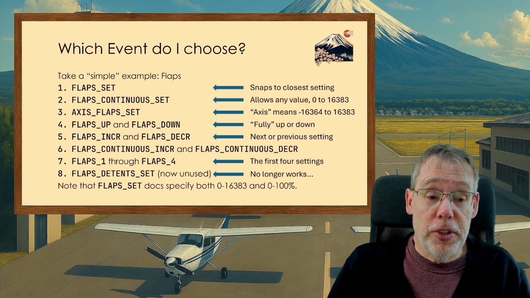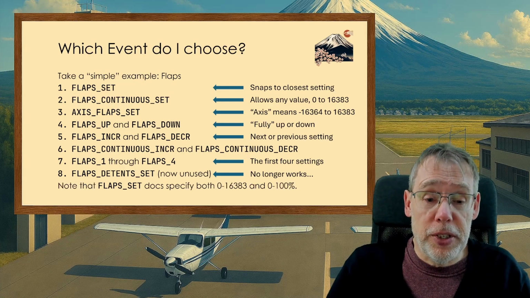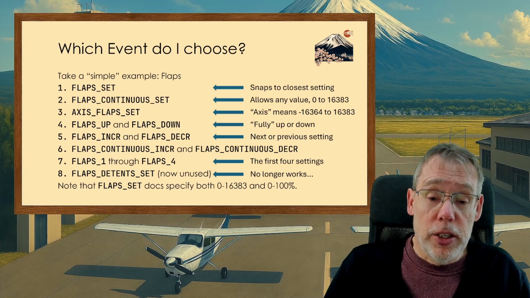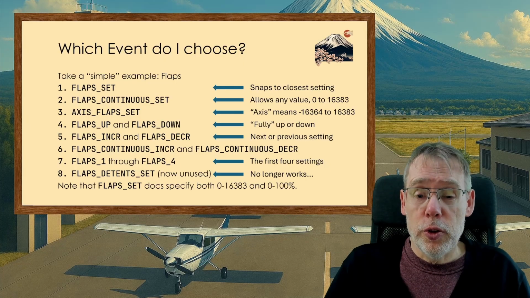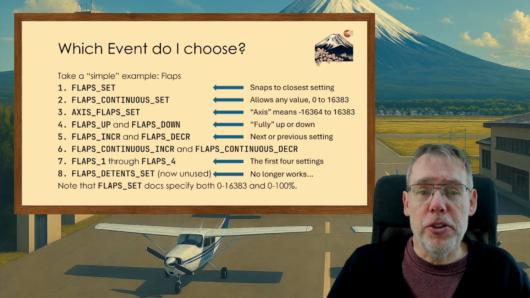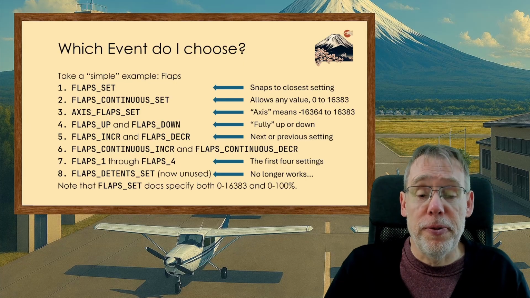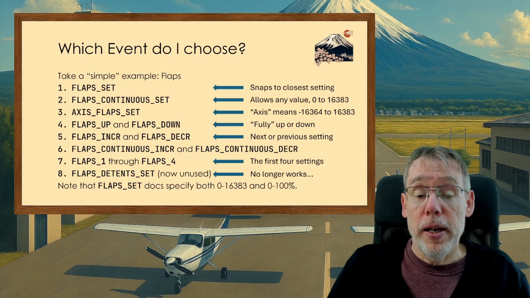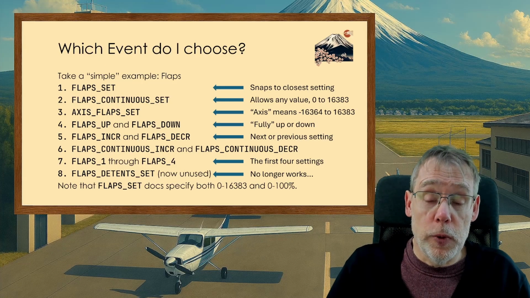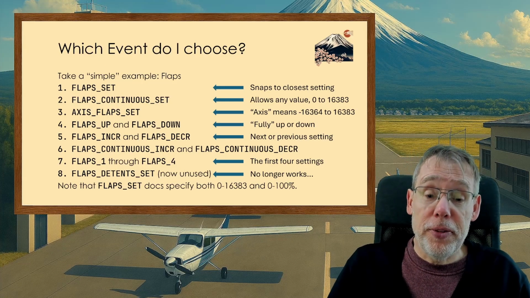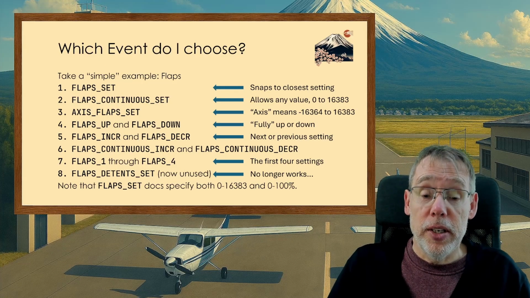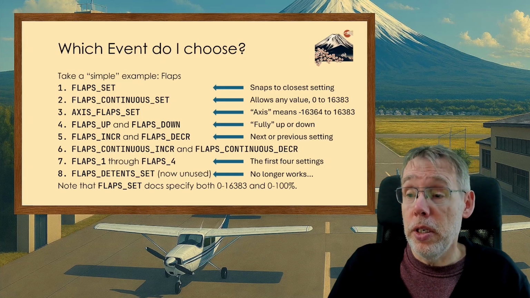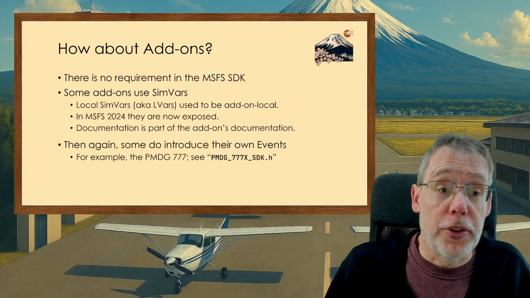Note that flaps set in the documentation specifies 0 to 16383. And it also says that is 0 to 100%. And of course, what they mean to say is that the value you specify is 0 to 16383, and what they mean is 0 to 100. So if you want 50% setting, then you need to go to 8191.